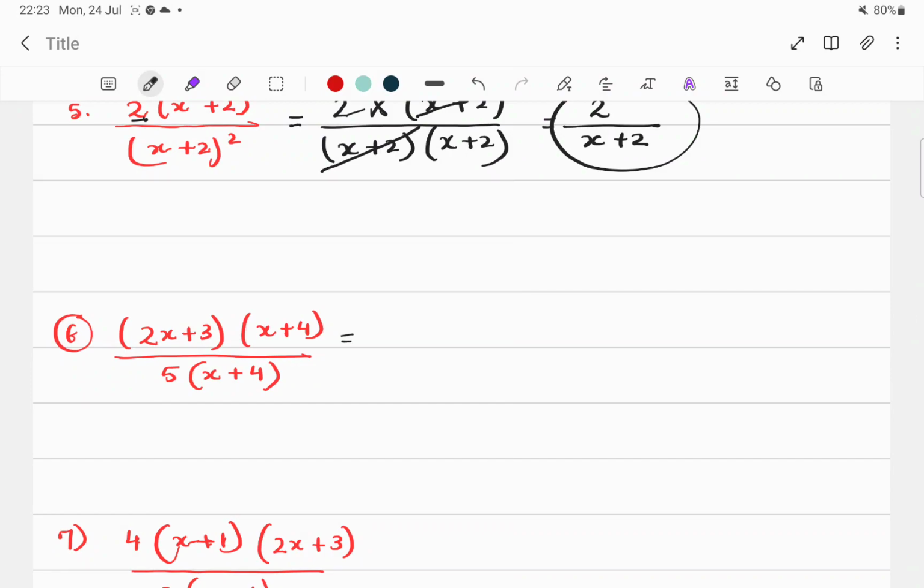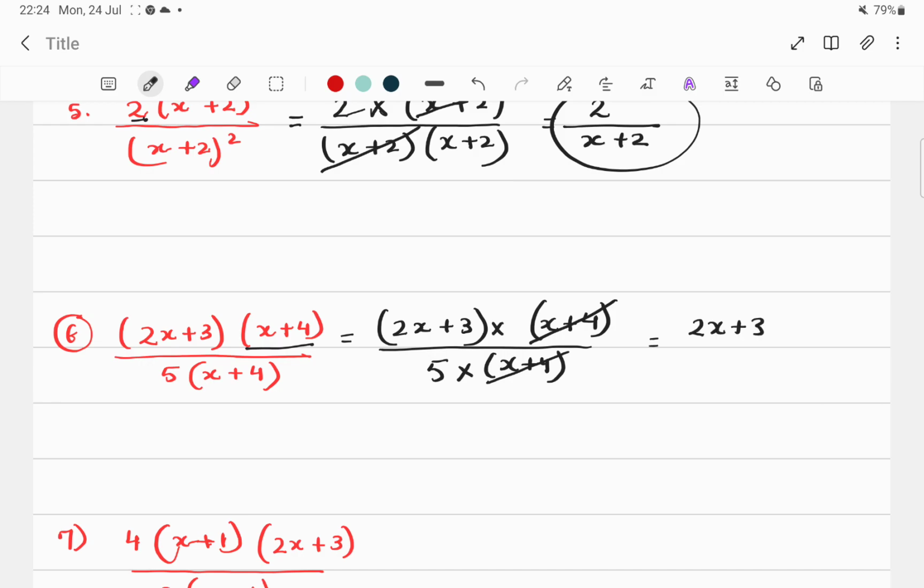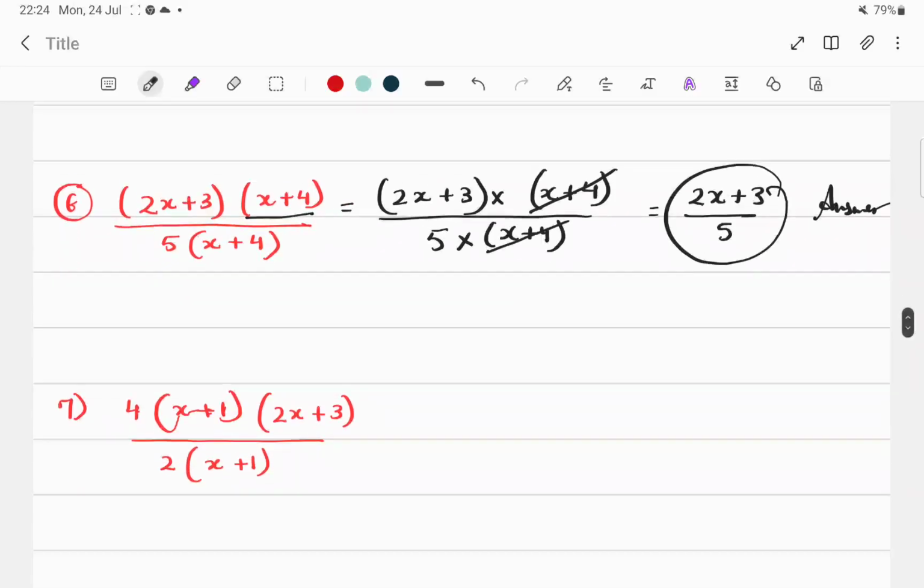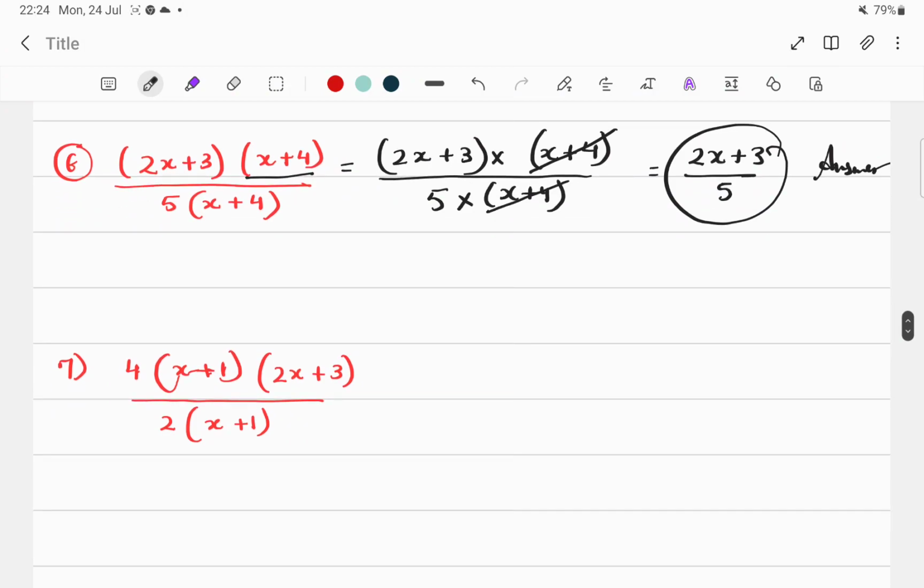Next question is, we have 2x plus 3 in one bracket, and in another bracket x plus 4. So basically there is no sign given between the two brackets, so you can consider it is a multiplication, because a multiplication sign is normally not used in algebra while giving the final answers or while writing the expressions. And then it is 5 times x plus 4. So x plus 4 is present in both the numerator and denominator, which will be cancelled out. So we are left with 2x plus 3 divided by 5 as a final answer. If there is any number common, we have to cancel that as well.